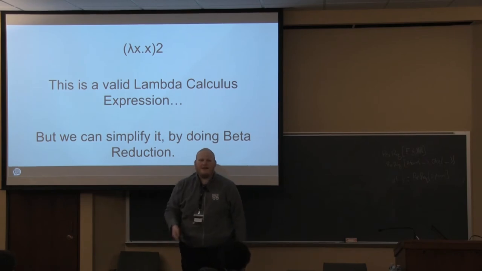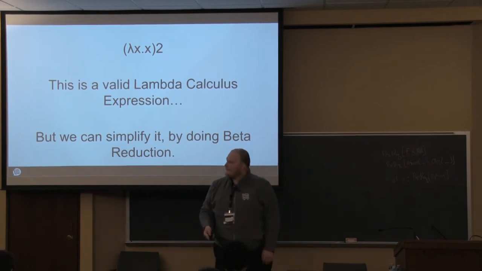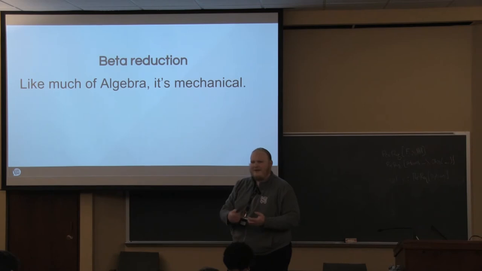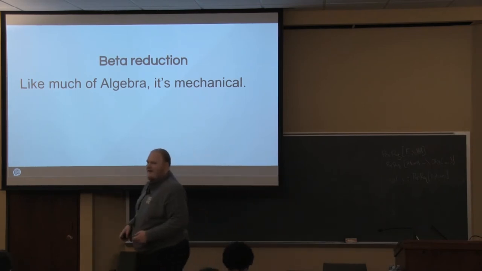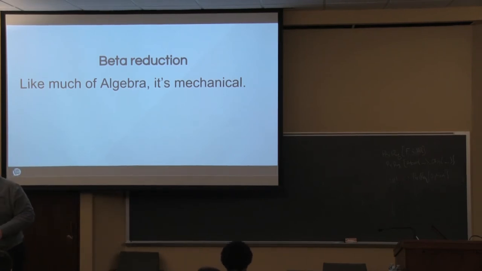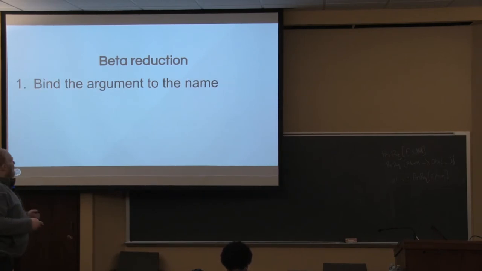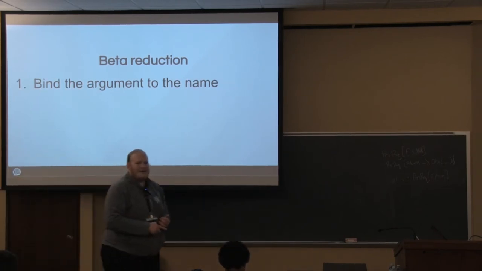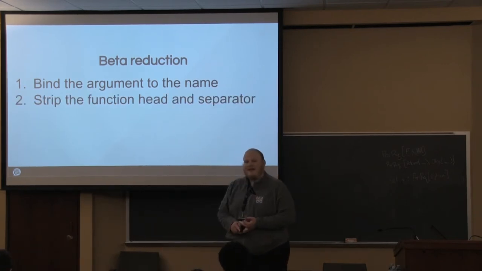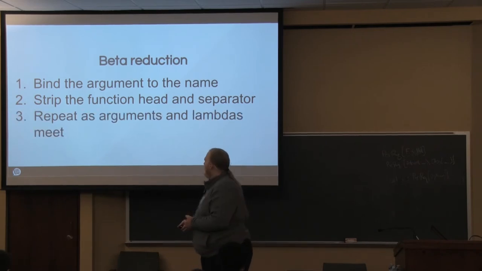The means to simplify it is called beta reduction. And like much of algebra, it's mechanical. Not all of algebra. If you're trying to figure out how to factor a really complex equation, that requires a little bit of ingenuity. But if you're just doing FOIL, turn the crank, you get an answer, I'm done. This is the same thing. First, we bind the argument to the name that the lambda specifies. We strip off the function head and the separator. Rinse, lather, repeat until we're done, until we can't simplify any further.